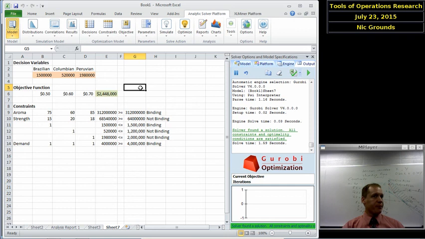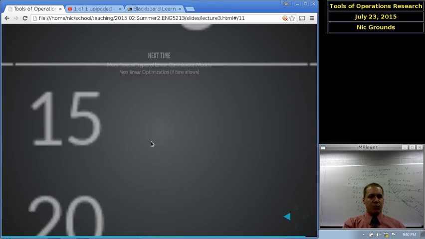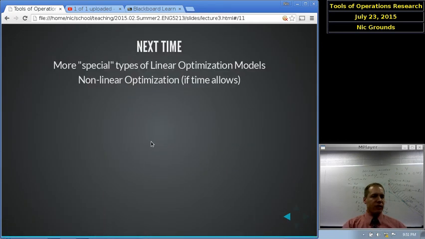Okay. In that case, next week, what we didn't quite get to, but that's okay, is more kinds of linear optimization models. So next time, we'll just discuss more special types of linear optimization. One we've seen a preview of is integer optimization, where things are whole numbers. There's other kinds as well. And then if we have time, we'll talk about nonlinear optimization.